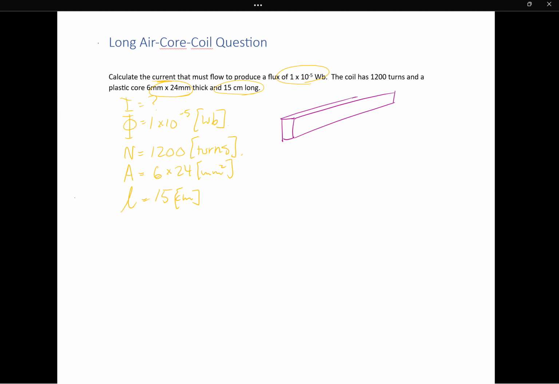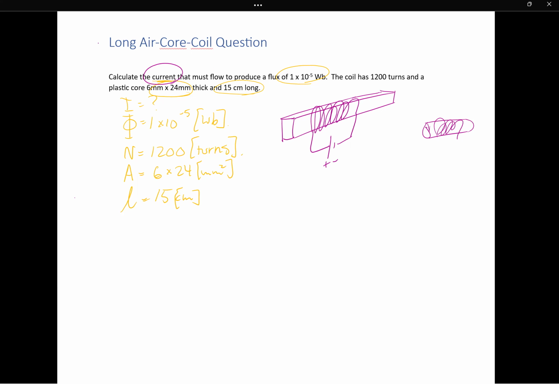Now, it's very uncommon for there to be a rectangular cross-section on a long air core coil because usually you see hollow pieces of plastic that are wrapped. But here you have 1200 turns wrapped around a rectangular core for some reason. Now, you have to find the current I. So I'll just show you the approach to this question.